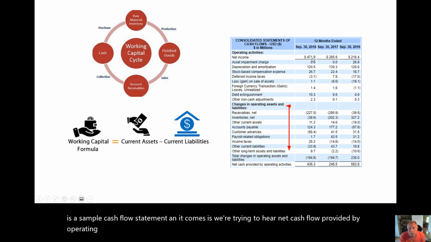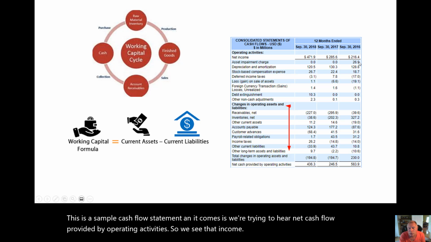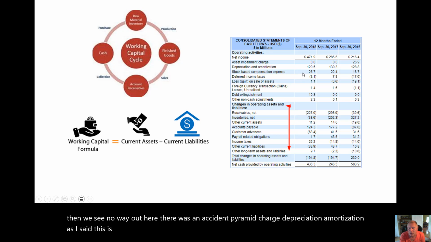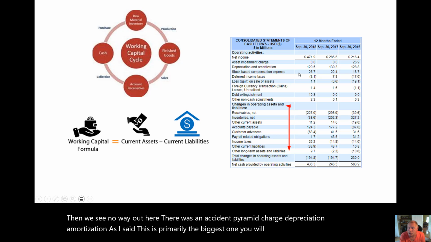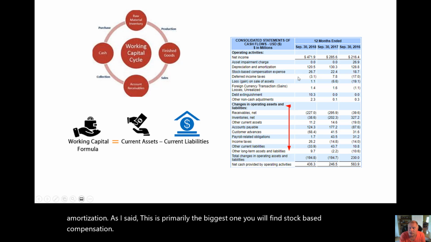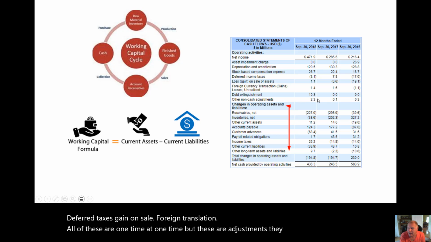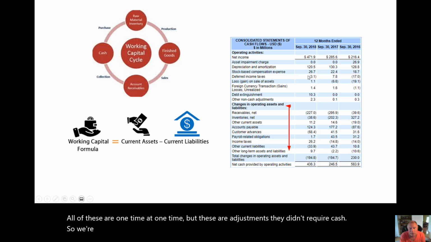So we see net income, then we see here there was an asset impairment charge, depreciation and amortization. As I said, this is primarily the biggest one you will find. Stock-based compensation, deferred taxes, gain on sale, foreign translation. All of these are not one time, but these are adjustments. They didn't require cash.